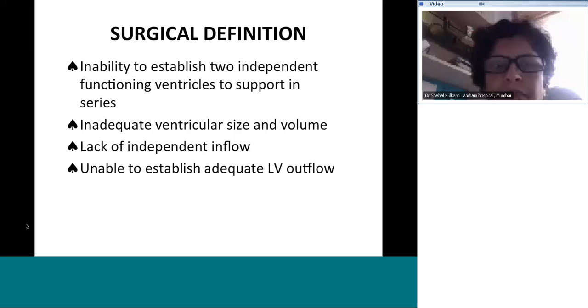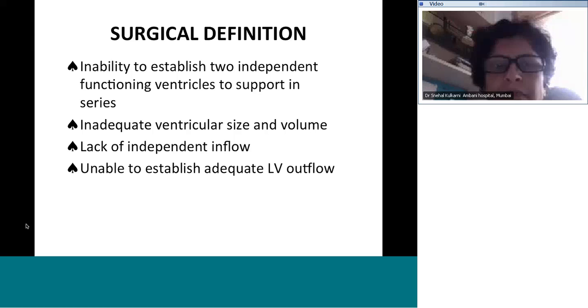So what is the surgical definition of a univentricular heart? When do we say that a heart cannot undergo a biventricular repair? When there is an inability to establish two independent functioning ventricles to support the circulation in series. So we have two ventricles, and if you are not able to support them in series, we call it, by surgical definition, a univentricular heart.